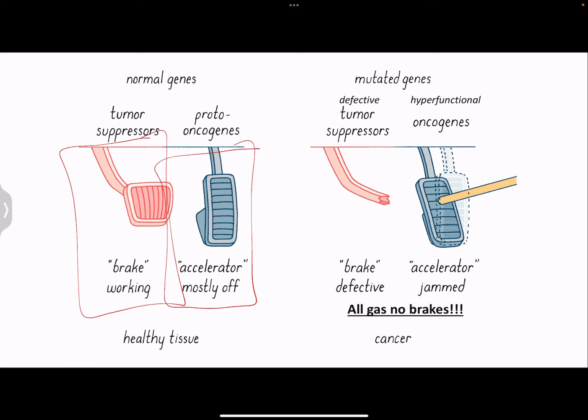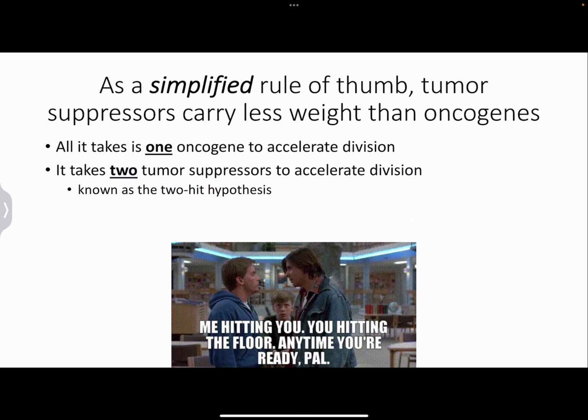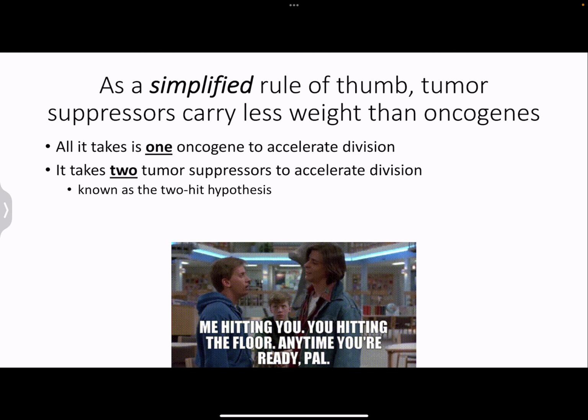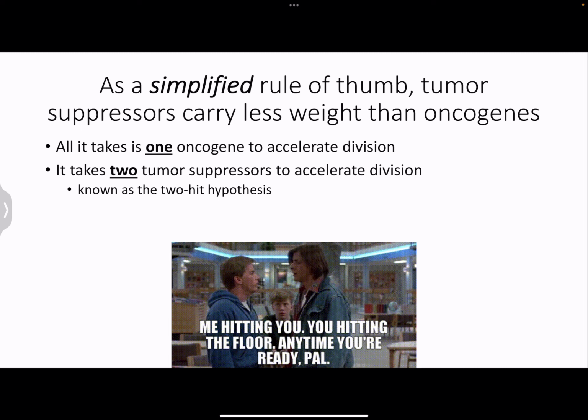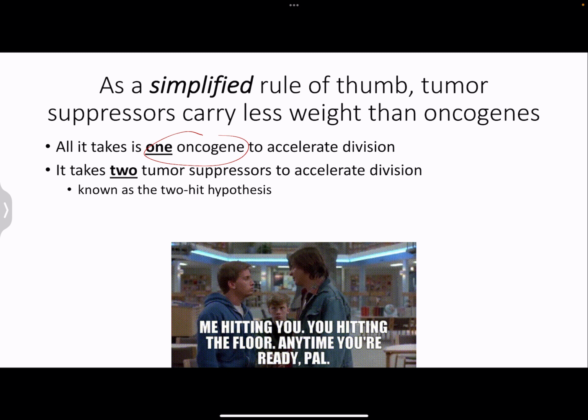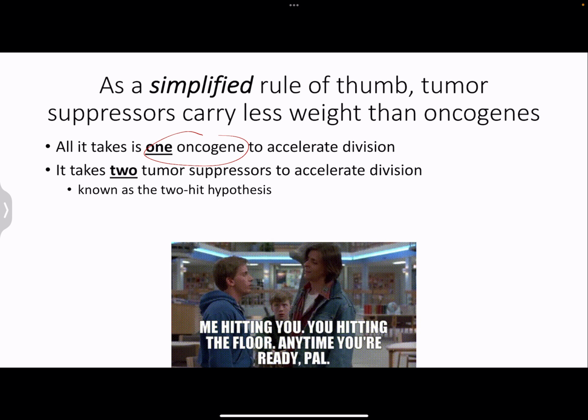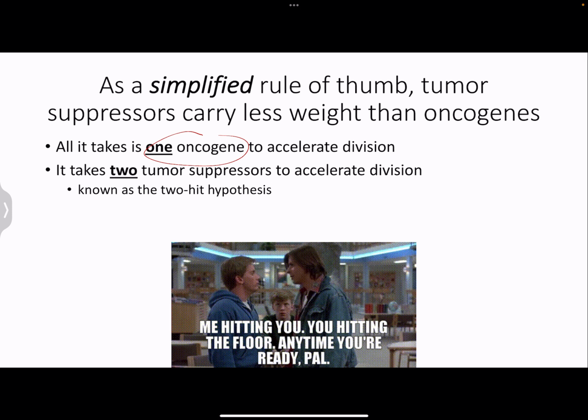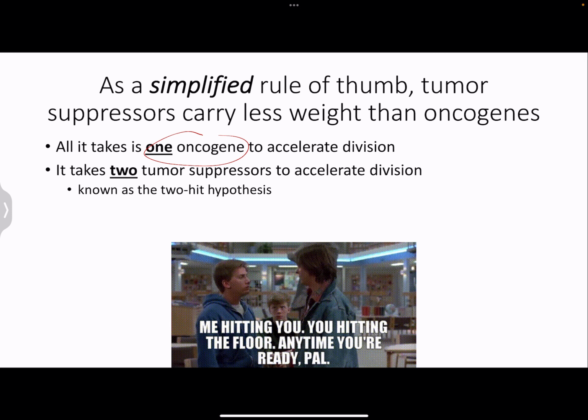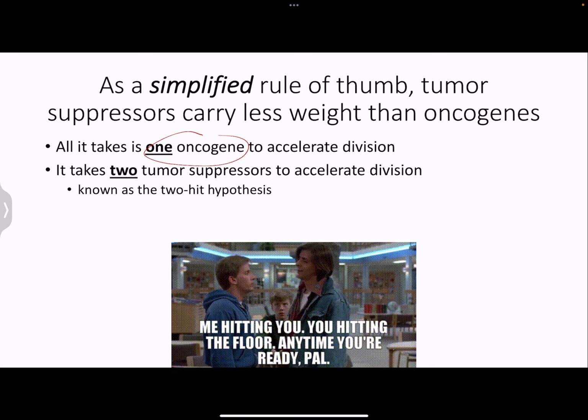Now, what happens if your car has a defective brake? You're going to go really, really fast because you can't slow down. So if we have a defective tumor suppressor, that could lead to cancer. Or if we had a hyperfunctional gene that's pro-division, that'd be like having the accelerator jammed on. That is also going to be pro-cancer. So we have tumor suppressors and oncogenes. Very simplified, but we can think of tumor suppressors as carrying less weight. You just need one oncogene and it can lead to cancer. But again, super simplified. One oncogene theoretically could lead to cancer, while you would usually want two tumor suppressors to be out of the equation to push towards cancer.